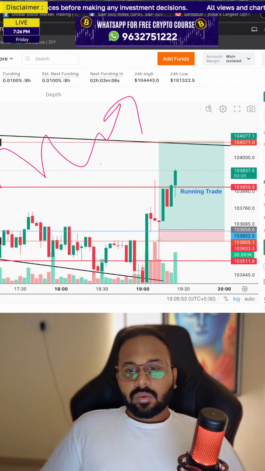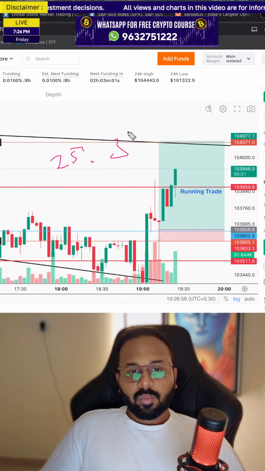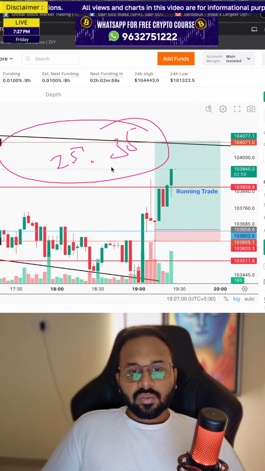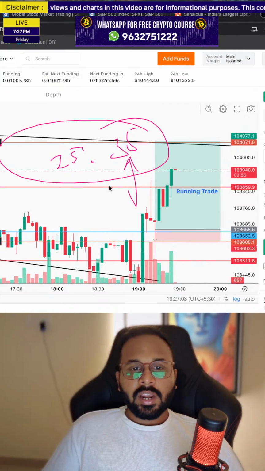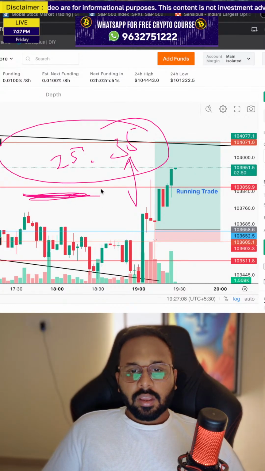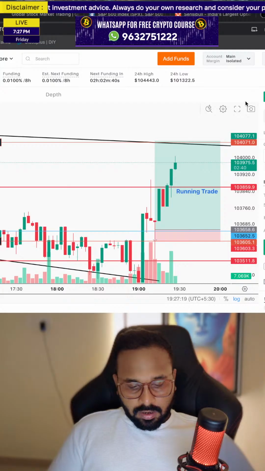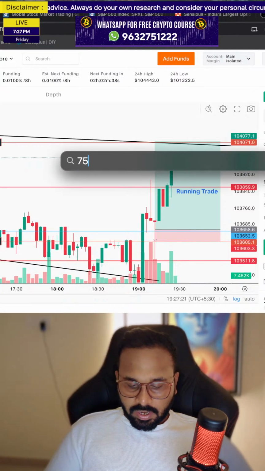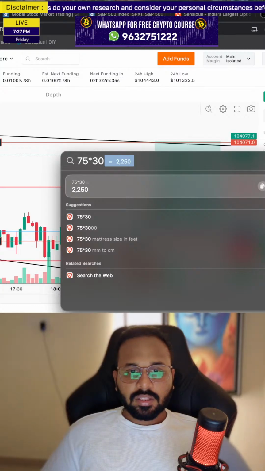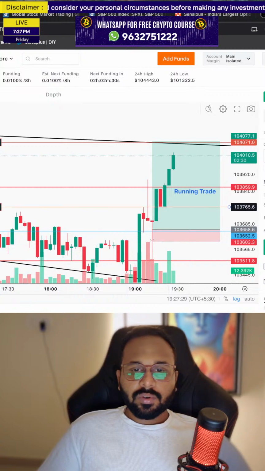The average movement of Nifty is 25 to 35 points. So how much risk are you ready to take per lot in whichever trade you take? That matters. In Bank Nifty, easily the movement will be 50 to 75 points minimum. For one lot, let's say Nifty lot 75 into, let's consider 30, it is like 2250 rupees per lot. Are you ready to take 2250 rupees risk?